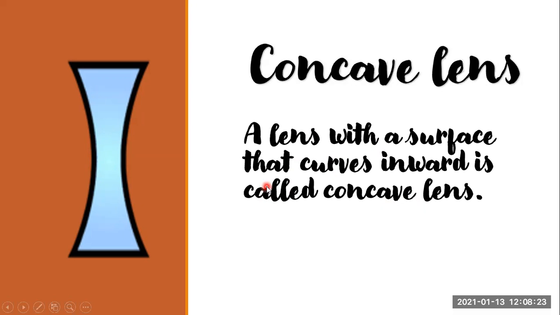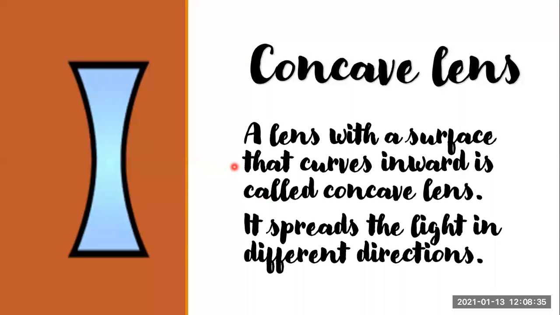What was the point number 2 that we learned about convex lens? We learned that it collects the light at a point, and concave lens is the opposite. What does concave lens do? Concave lens spreads the light in different directions. It means the function is also opposite. The shape is opposite: it is inward and the convex lens was outward. And the function is also opposite. Convex lens collects the light at a point. We are going to see how it is happening.